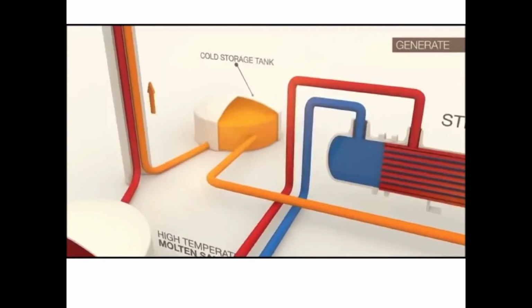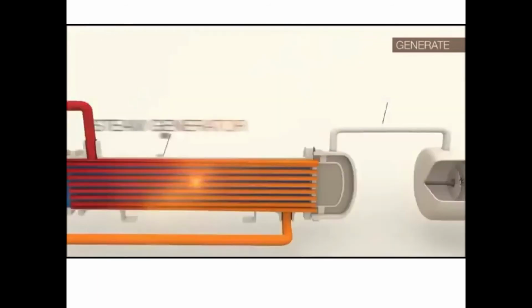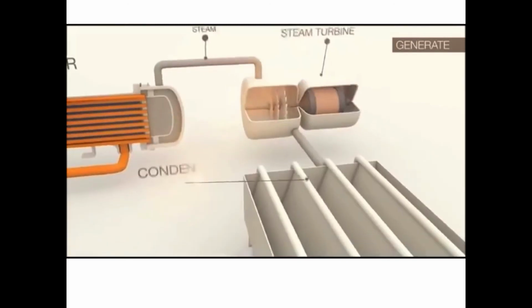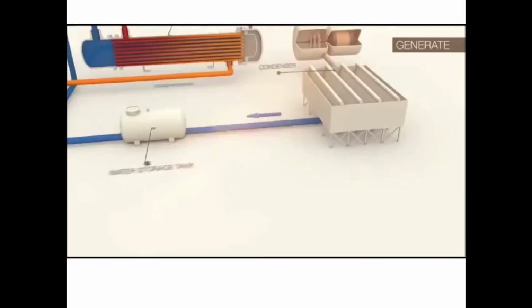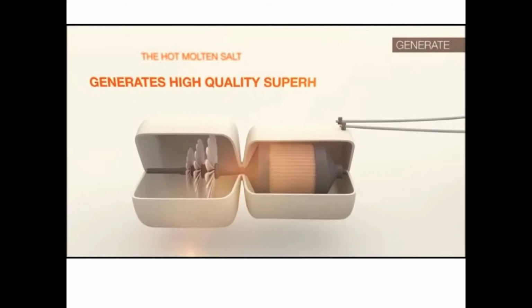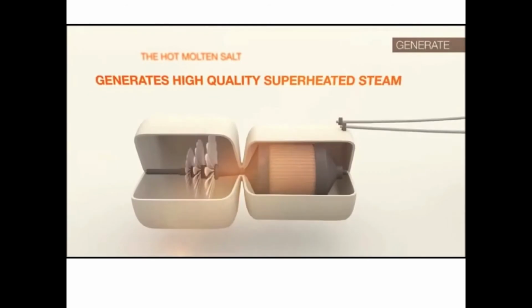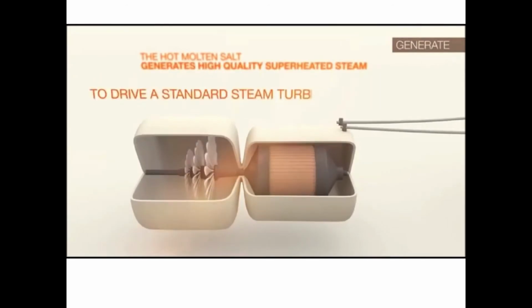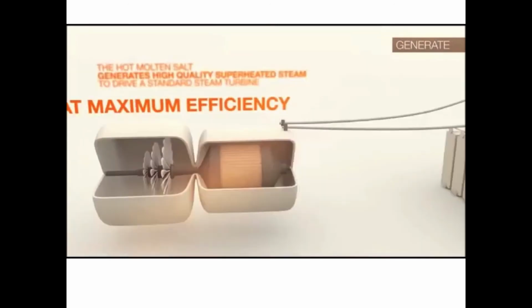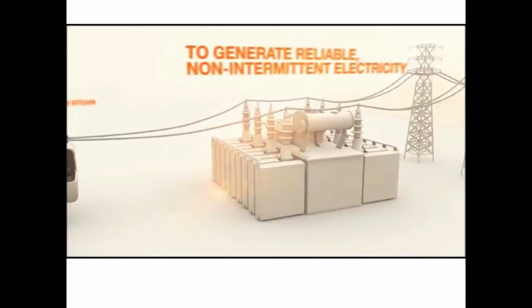After the steam is used to drive the steam turbine, it is condensed back to water and returned to the water holding tank where it will flow back into the steam generator when needed. The result is a high-quality superheated steam to drive the standard steam turbine at maximum efficiency to generate reliable, non-intermittent electricity during peak demand hours.